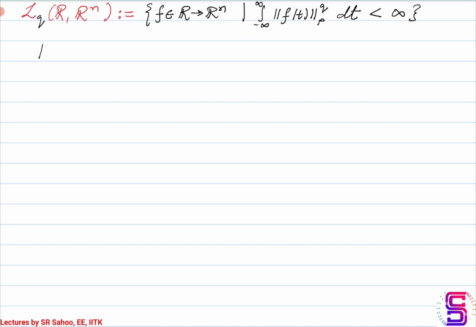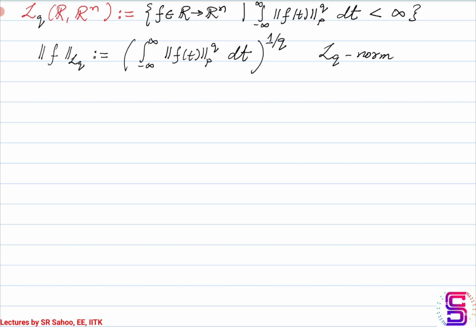Okay, and depending on what p you consider, the Lq norm is defined as the integration from minus infinity to infinity of the p norm of f of t raised to the power q, dt, raised to the power 1 by q. So take a qth root, which is the Lq norm.